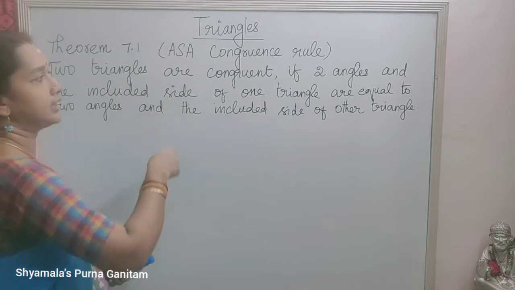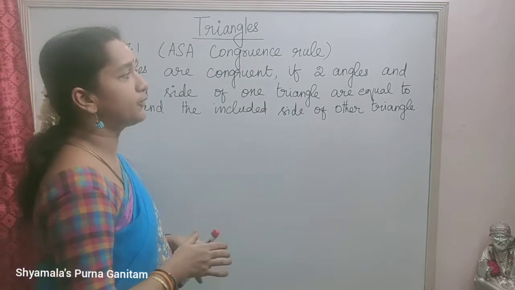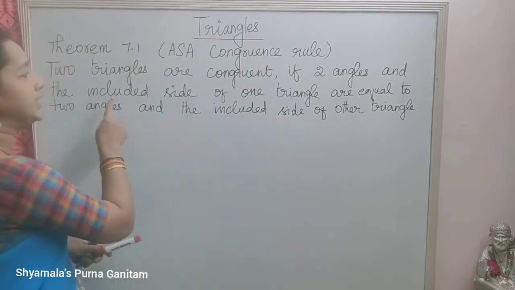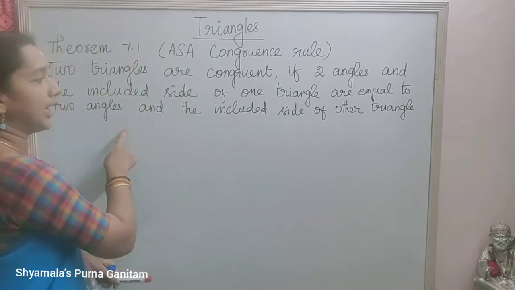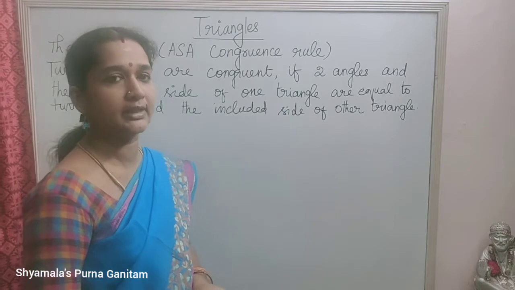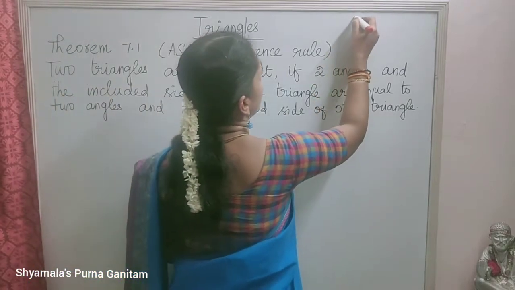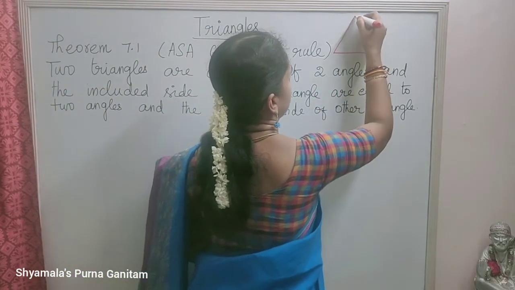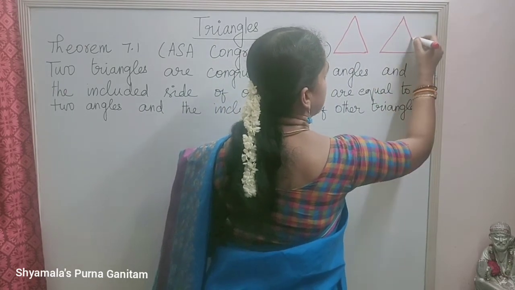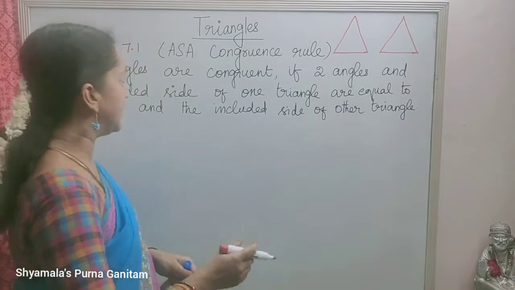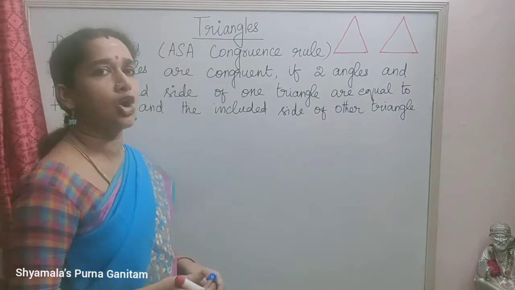Okay. Two triangles are congruent if two angles and the included side of one triangle are equal to two angles and the included side of the other triangle. So when you take two triangles, you are asked to prove that these two triangles are equal in ASA congruence rule.